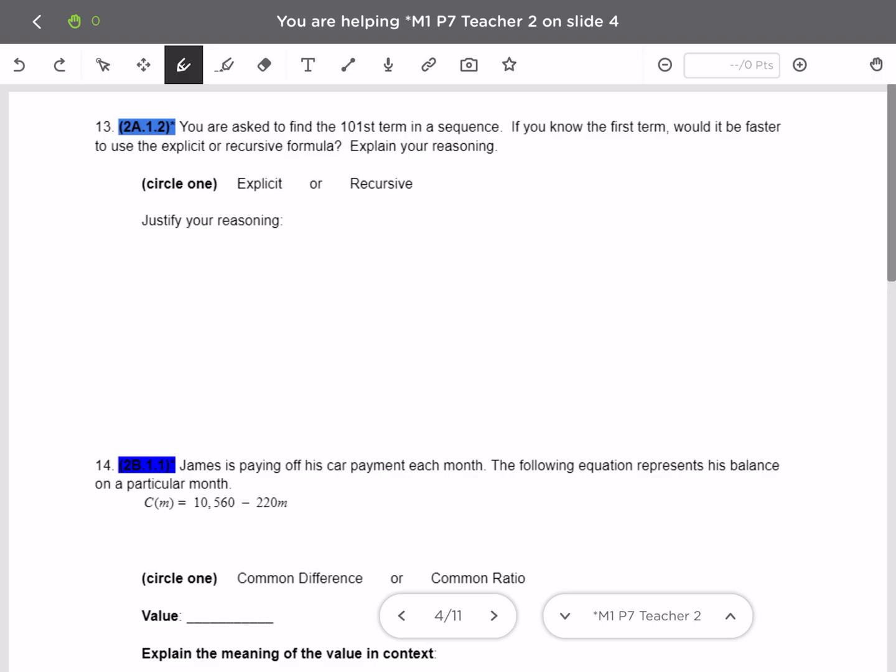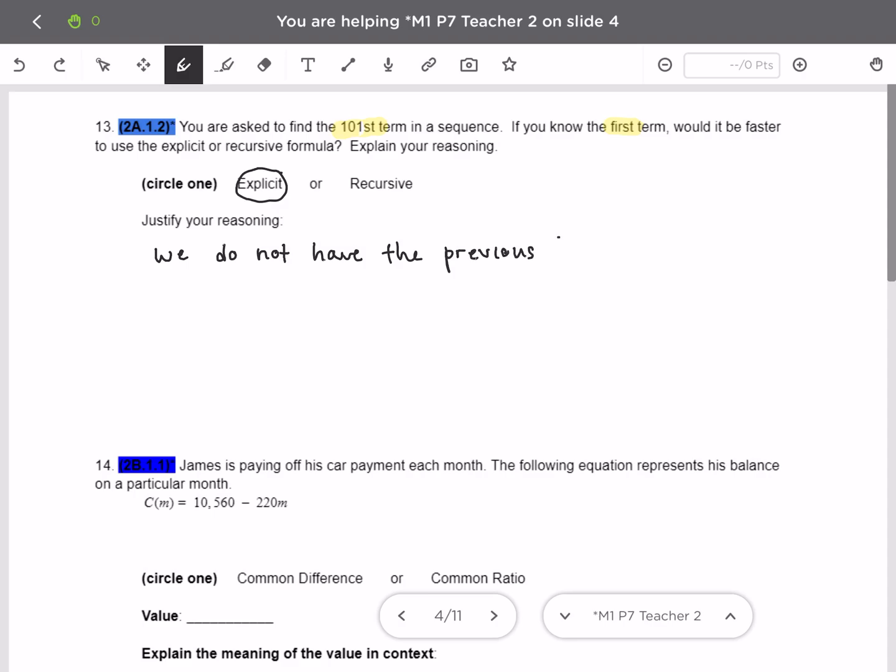At the top, it says you were asked to find the 101st term. You know the first term. What would be faster? Oh, guys, come on, we know this one. All right, if we're looking for the 101st and we know the first, to use a recursive formula or a recursive equation for that matter, you should have the previous. And we don't have the previous. And so my answer is very easily explicit here. We do not have the previous.